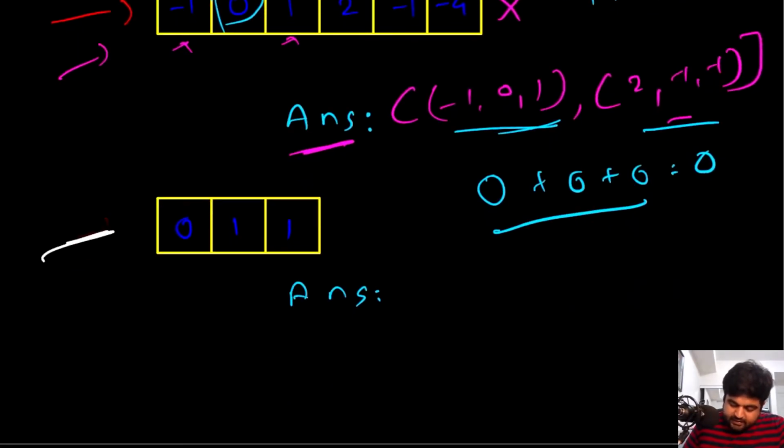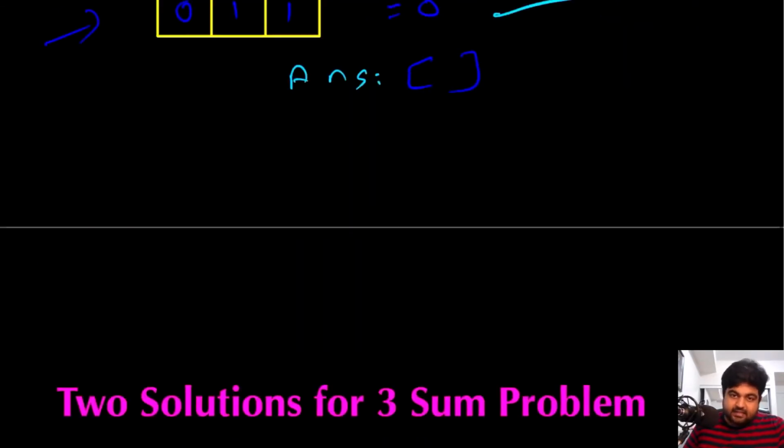If we take a look at the second example, over here we actually do not have any triplet that sums to 0, right? So in this case we are only going to return an empty array as the answer, and basically this is what the problem is asking us to solve.